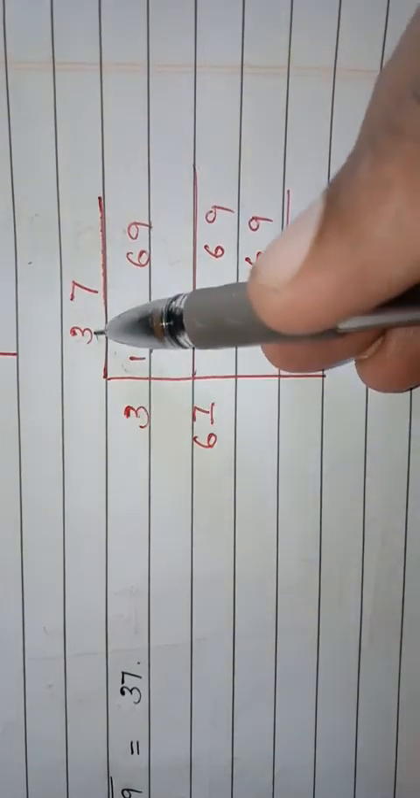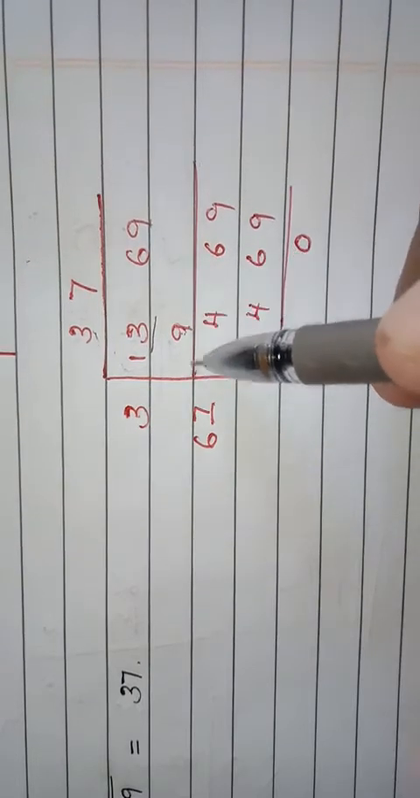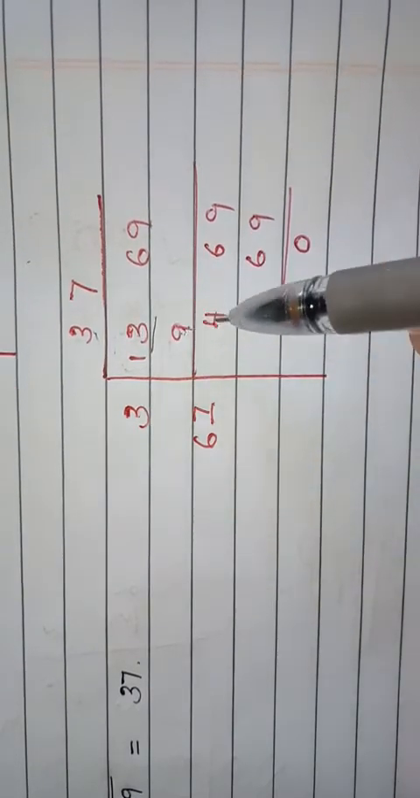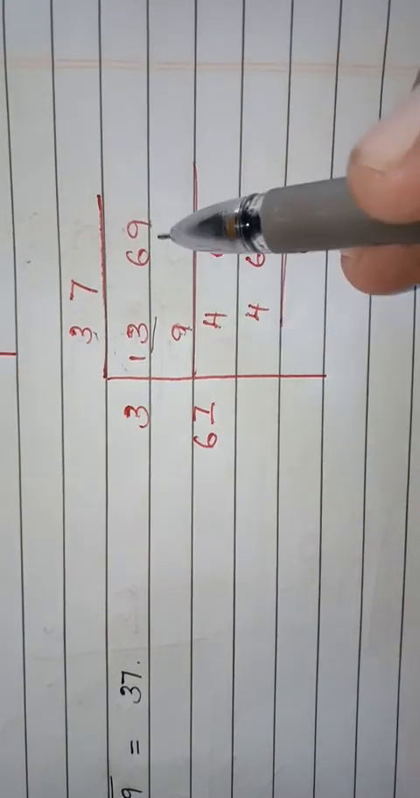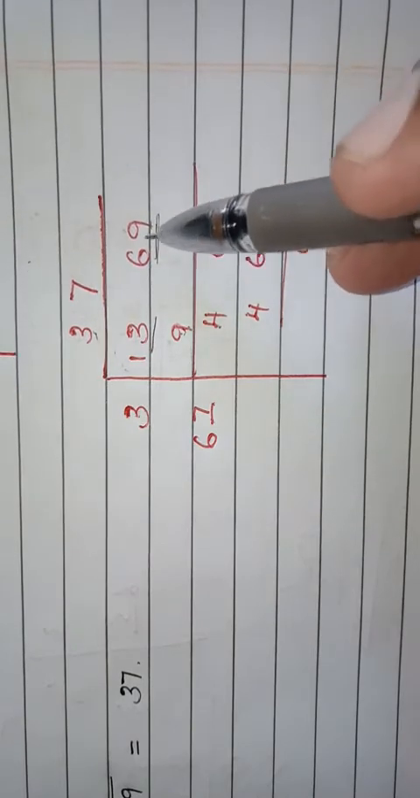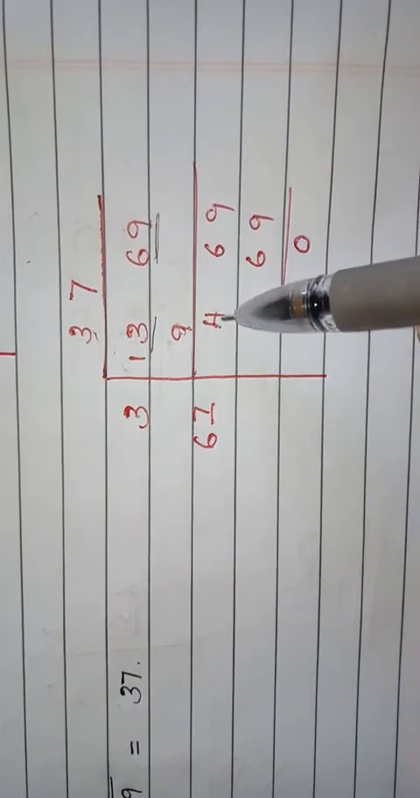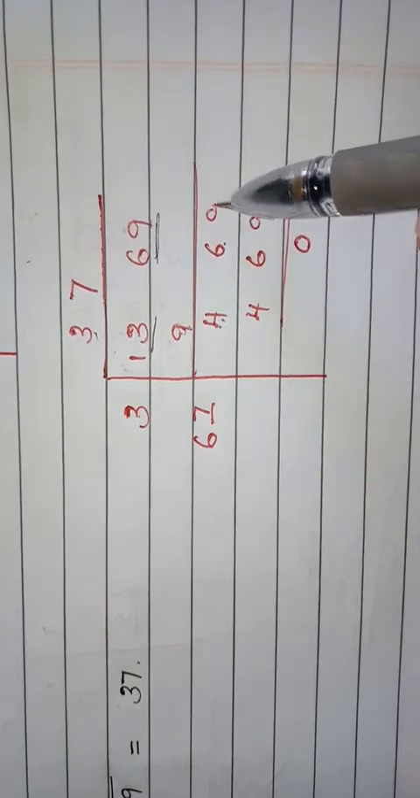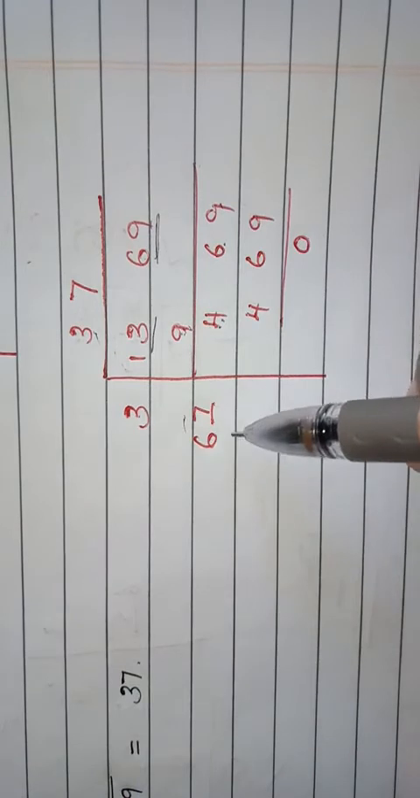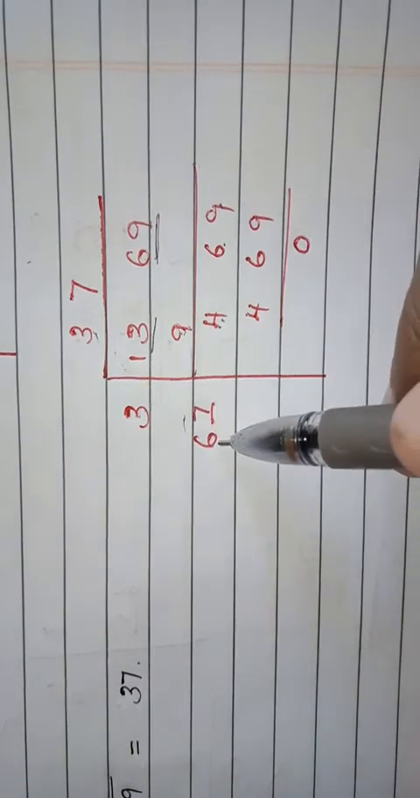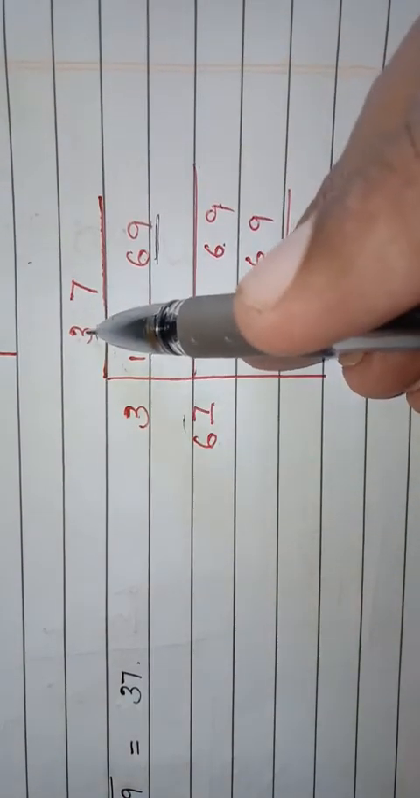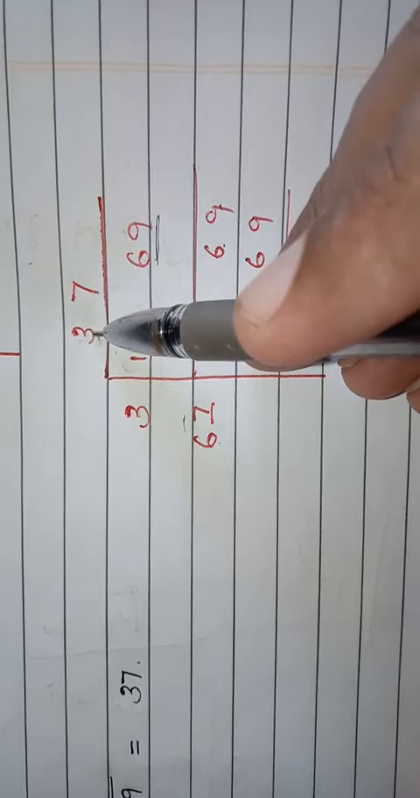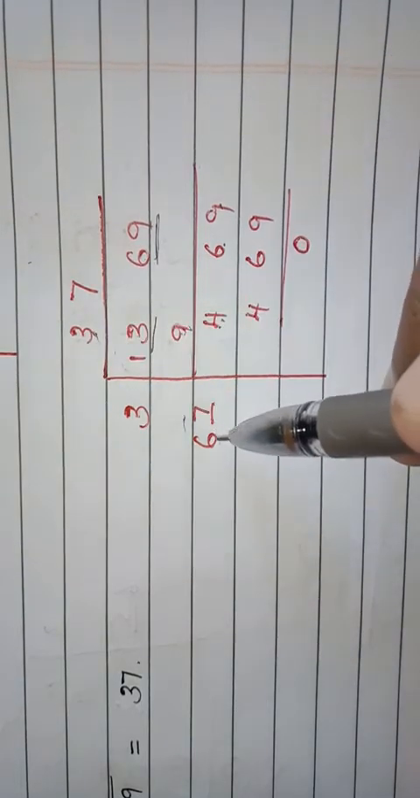3 multiplied by 3 we get 9. Then finding the remainder, 13 minus 9, we get 4. Then take down the next period, that is 69. So the new dividend will be 469. And now to find the divisor, the first digit will be double of this 3. So 3 multiplied by 2, we write here 6.